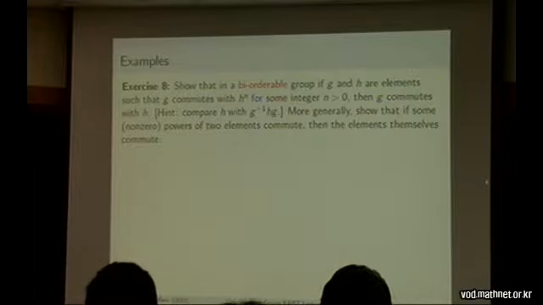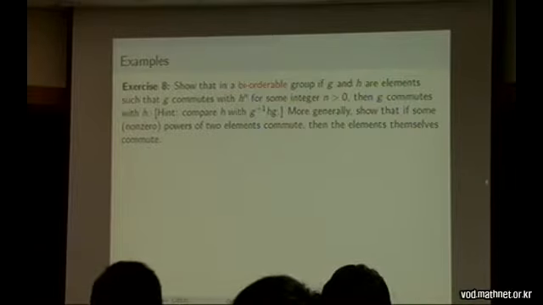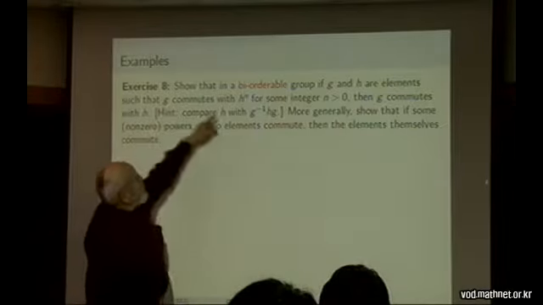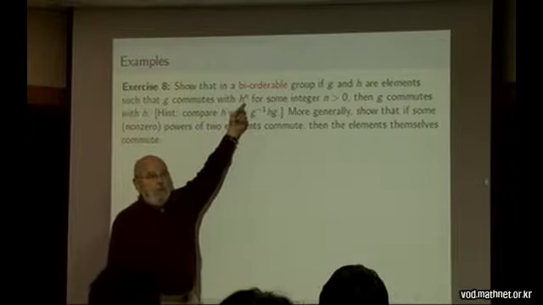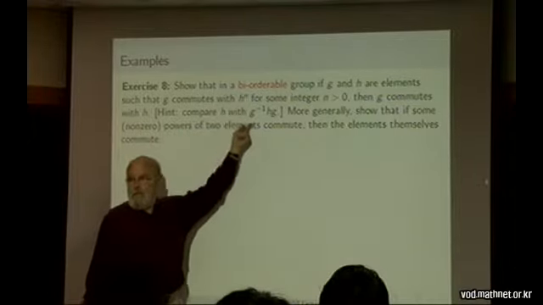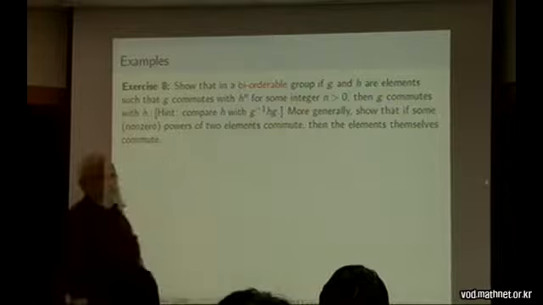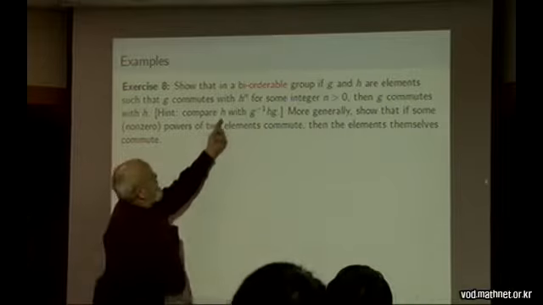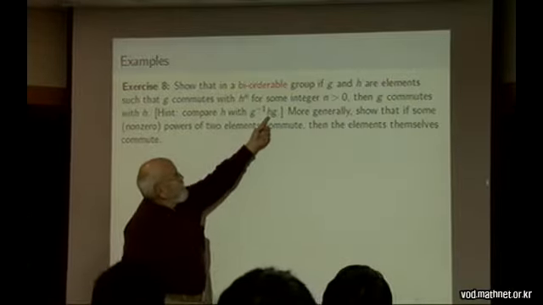One observation, which I meant to say previously, but I didn't. Another special property of bi-orderable groups is if you have an element commuting with the power of another element, then it has to commute with that element itself. That's not true in general for groups or even for left-orderable groups, but it is true for biorderable groups. I'm leaving it as an exercise, but there's a hint here. Compare H with the conjugate of H by G.